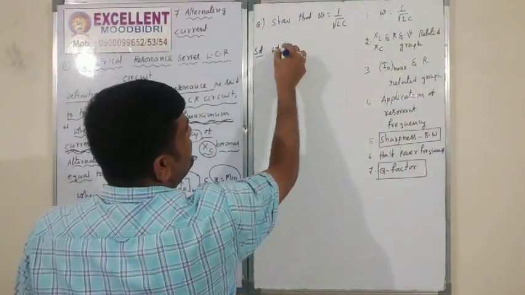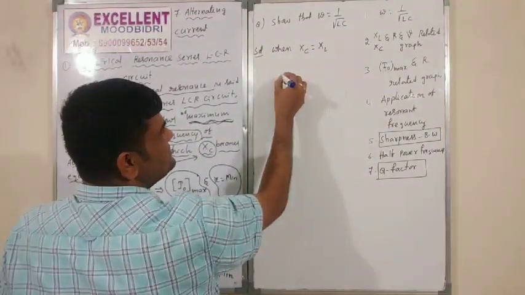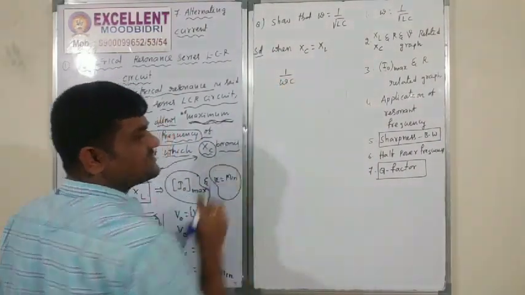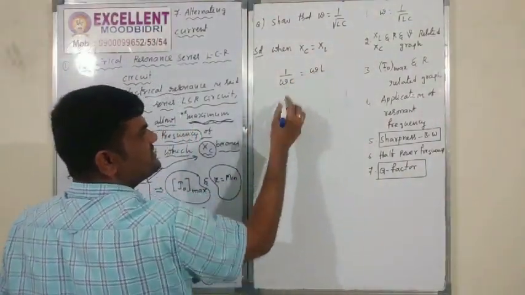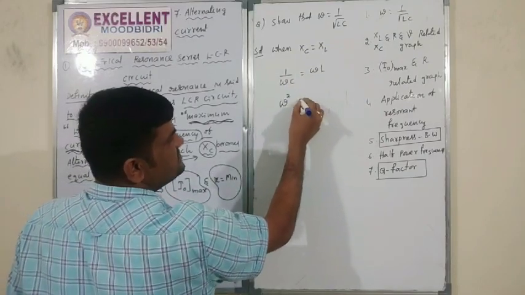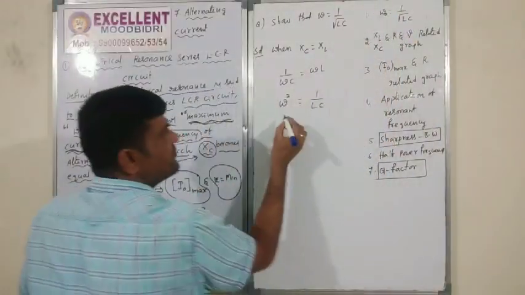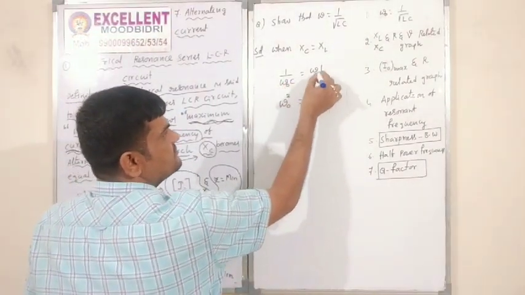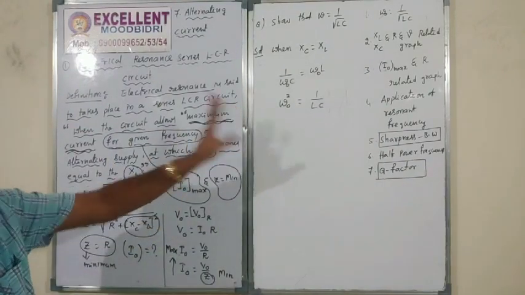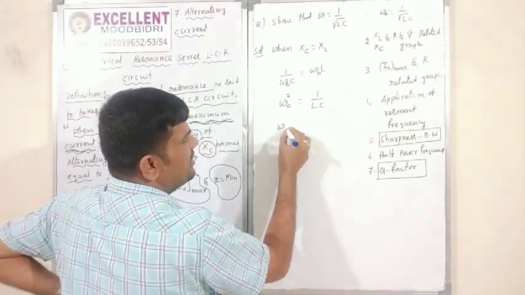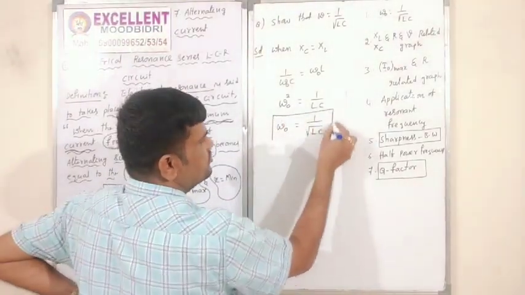So what is the condition? When Xc is equal to XL. What is Xc? Xc is equal to 1 by omega C, right? Remember everybody. XL is omega into L. Omega you can transfer to that side. Therefore omega square is equal to 1 by LC. Generally this is the resonance frequency, which we will consider as omega naught. At a particular frequency the current is maximum. Therefore, omega naught is equal to 1 by root over LC. That's it. Very simple question.